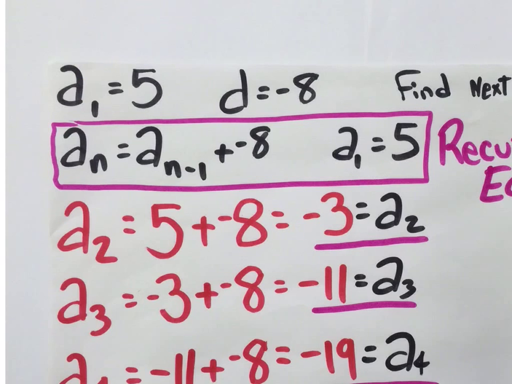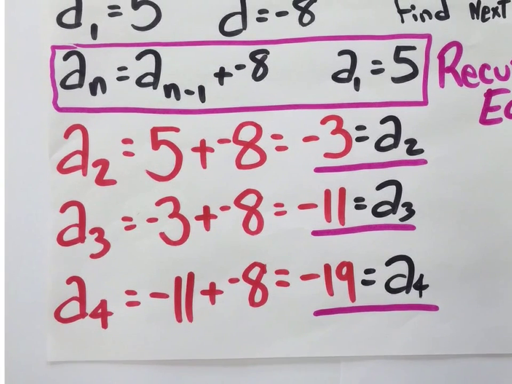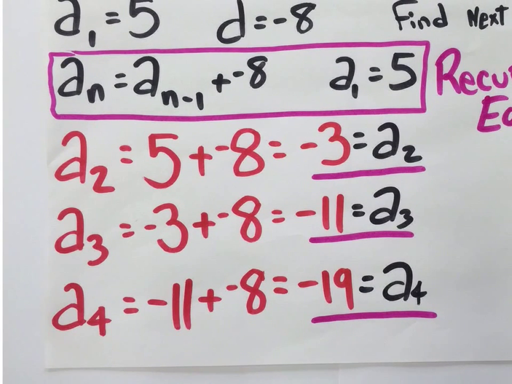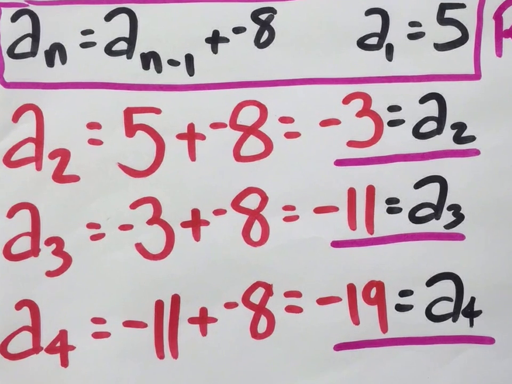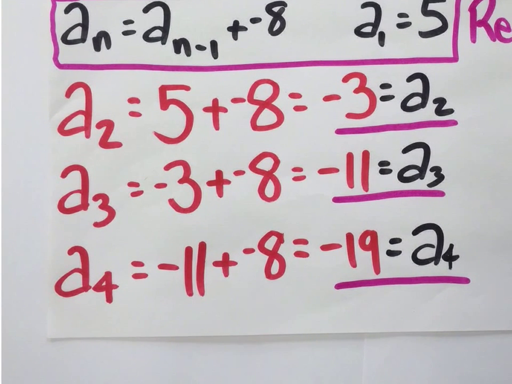We're ready to find the second value in this sequence. So what is a sub 2? Well, that's going to be a sub 1, which we know is 5. So it's going to be 5 plus the difference, which is negative 8. So 5 plus negative 8 gives us negative 3. So a sub 2 equals negative 3. A sub 3 is what? That's going to be a sub 2, which is negative 3, plus negative 8, giving us negative 11.